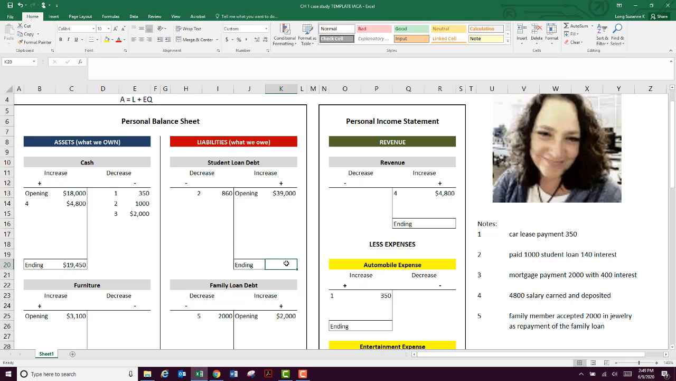Student loan debt. This is right side. Equals, click, minus, click, and enter. Look at this one. It should be going down, right? We made a payment. We owe less. So it's going from $39,000 to $38,140. Yes. Look at revenue. There's only one thing there. Don't type it again. Equals, click. Super fast. Expense. Equals, click.